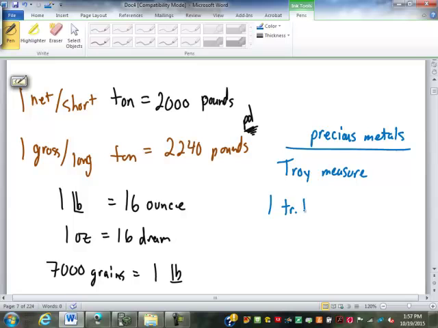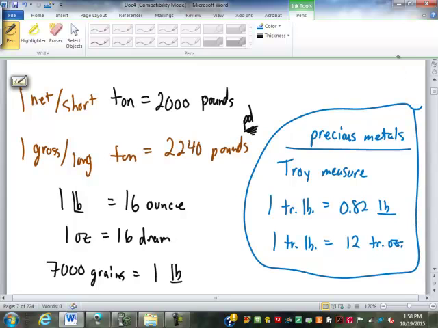1 Troy pound is only about 0.82 regular pounds, US pounds. One Troy pound only contains 12 Troy ounces. So a Troy pound is slightly smaller than the US pound, but the Troy ounce is actually slightly larger because there's fewer of them in a Troy pound. Now again, you're never going to be tested on that, but you hear a lot about invest in gold and buy silver and all that stuff. Just so you know, those are bought and sold in different units.